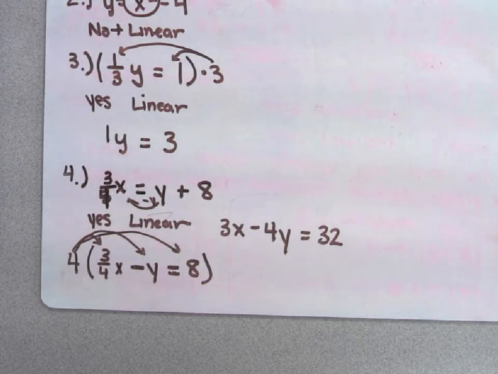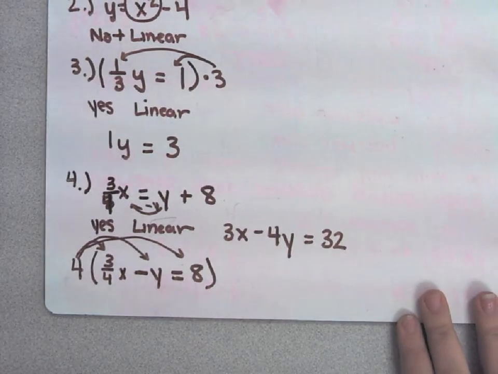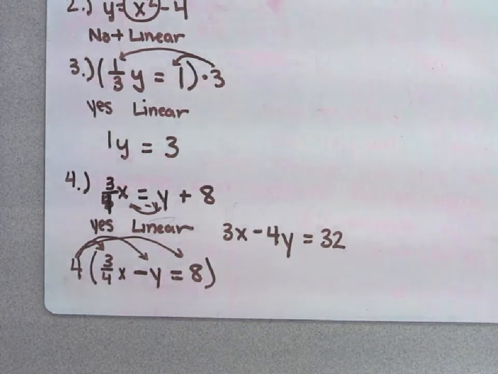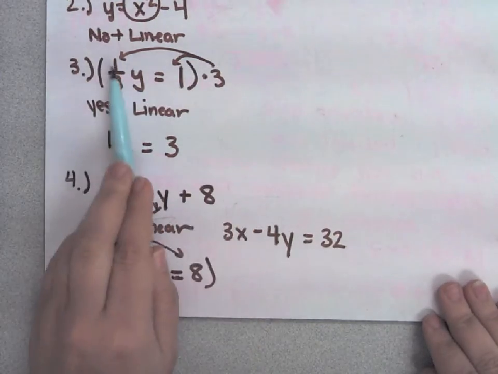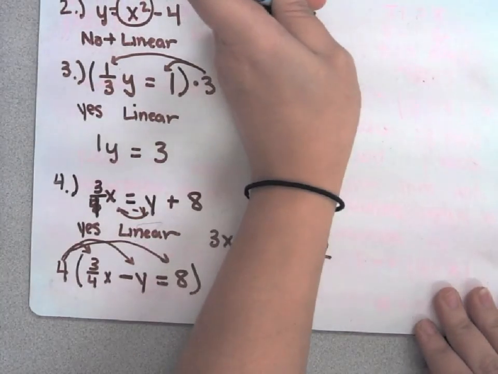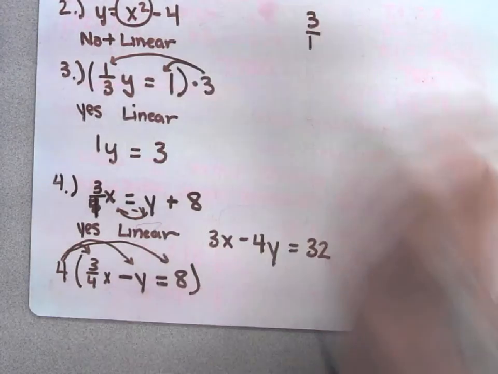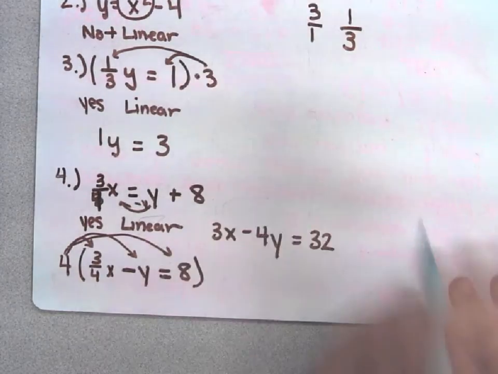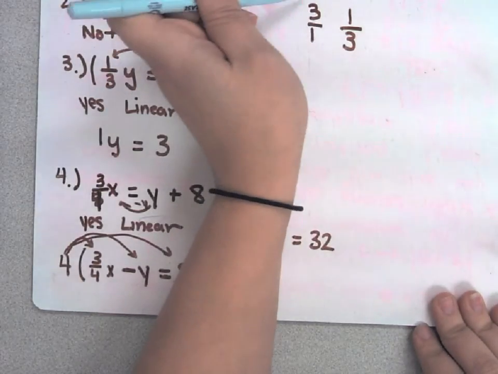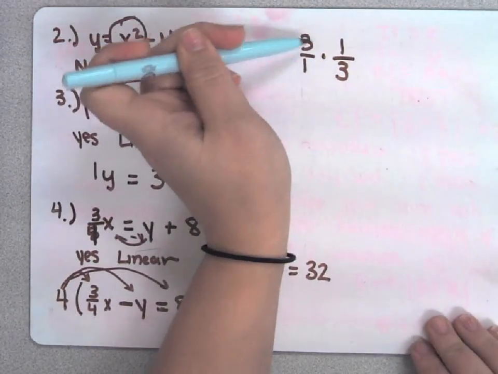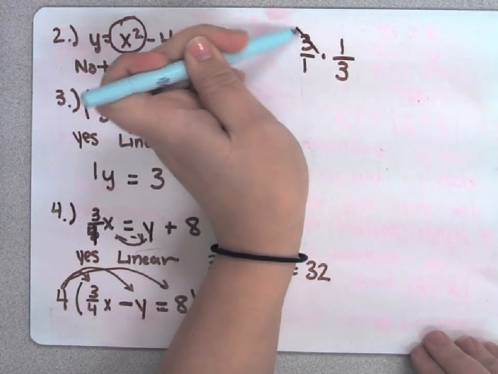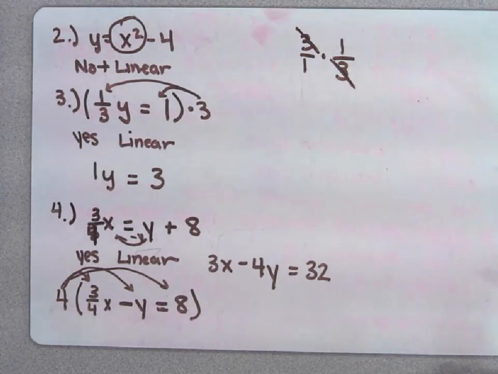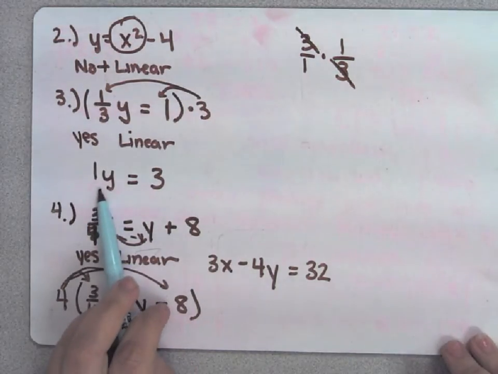GCF. We good? Yes, Aubrey. 3 times 1/3. Look at this. 3 is the same thing as 3/1, yes? Okay. 1/3 is 1/3. When you have the same number on the top and the bottom, those numbers cancel out, which is why we got the number 1y.